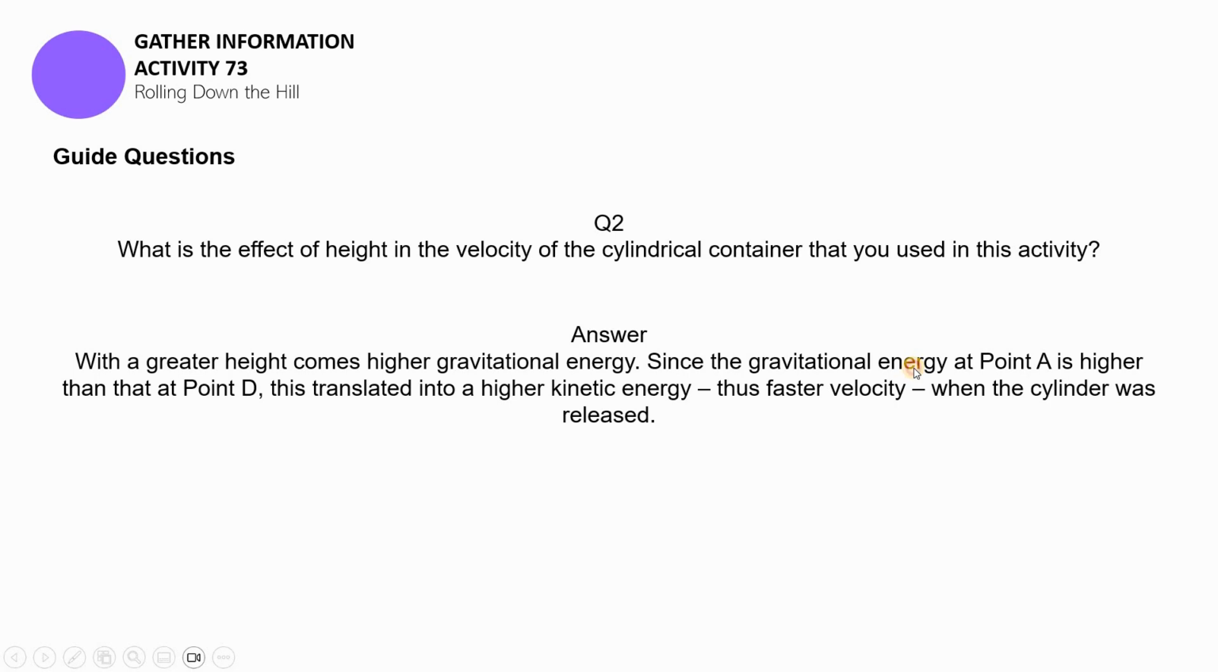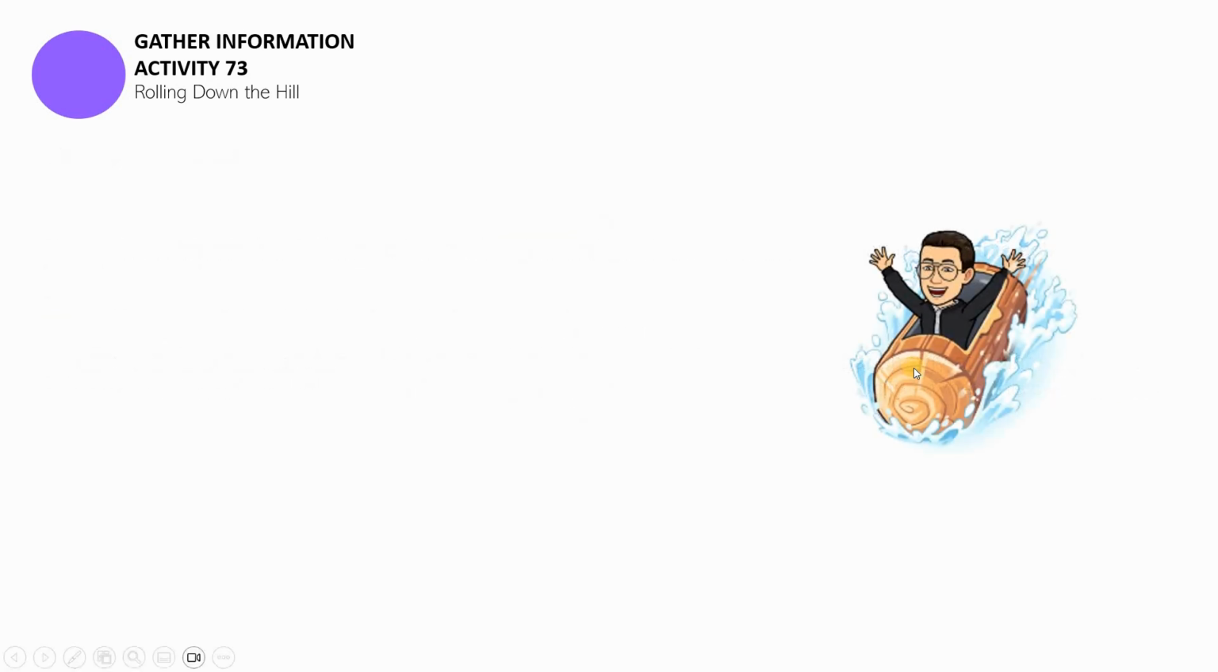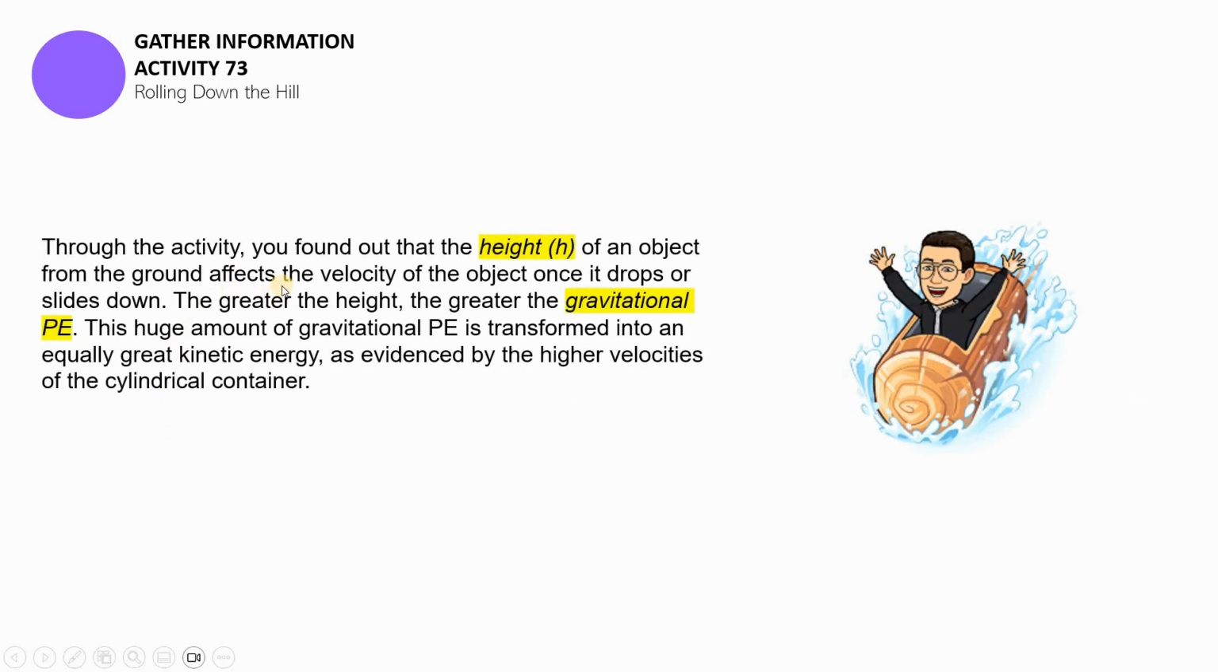So, how did you do? Now, through the activity, you found out that the height or age of an object from the ground affects the velocity of the object once it drops or slides down. So, kapag mas mataas yung pinanggalingan ng isang object, mas mabilis siya, of course, na bababa, and it keeps on accelerating. While if it's just released from a relatively lower height, it's just going to be traveling at a slower speed.